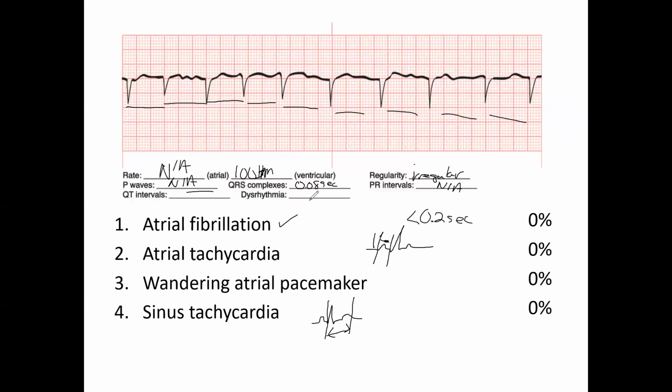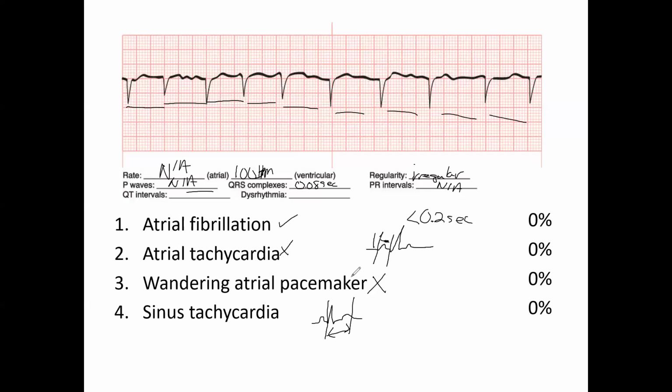We'll look at atrial tachycardia. In order to deem something atrial tachycardia, you would need to be able to count the atrial rate. And in order to be able to count the atrial rate, you would need to be able to see the P waves. So I'm marking that one off. This is not a wandering atrial pacemaker. I'll mark that one off.